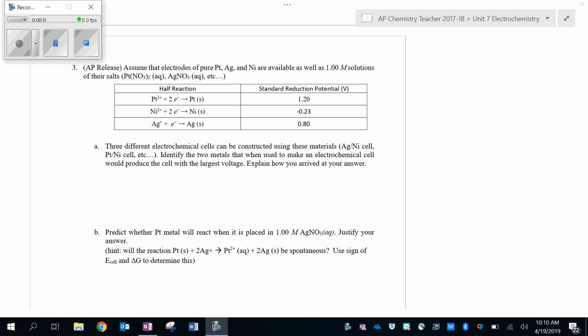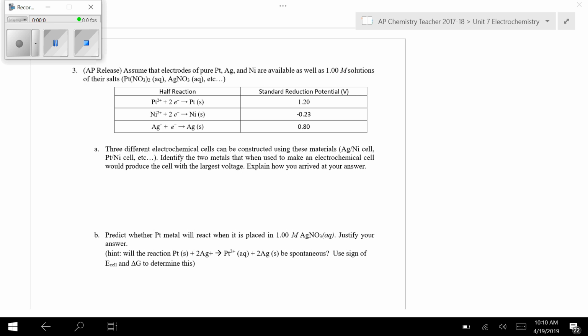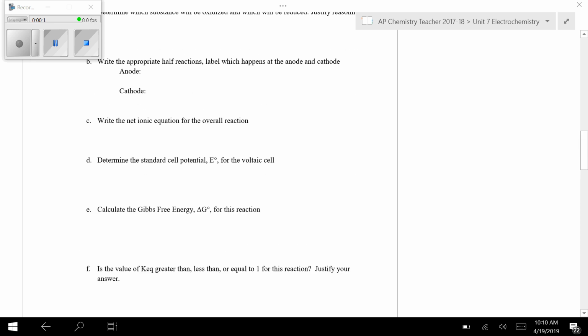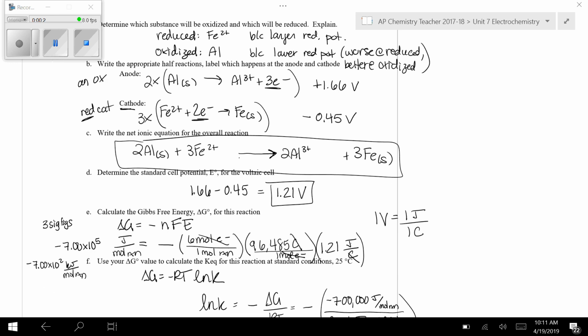Right, we're going to look at some more different types of voltaic cell problems that you might see. These problems are all from old AP exams, so you can see different variations. So we've got the standard kind of voltaic cell problem in which you're given the two half reactions and you're trying to figure out what the overall reaction is and what's the voltage.